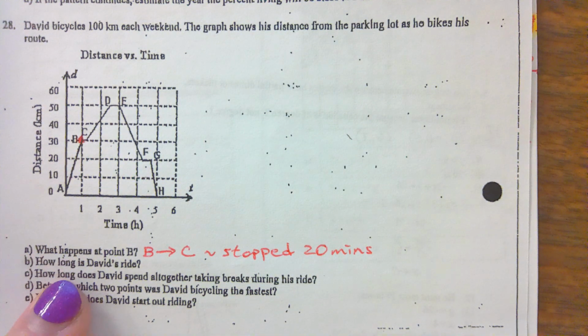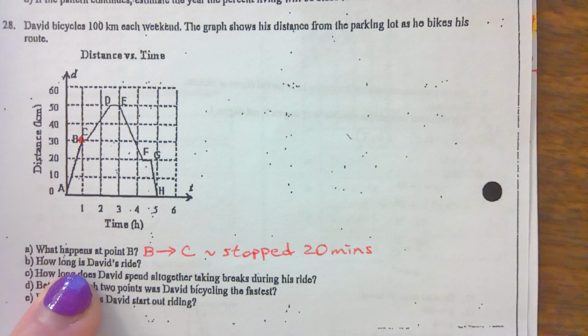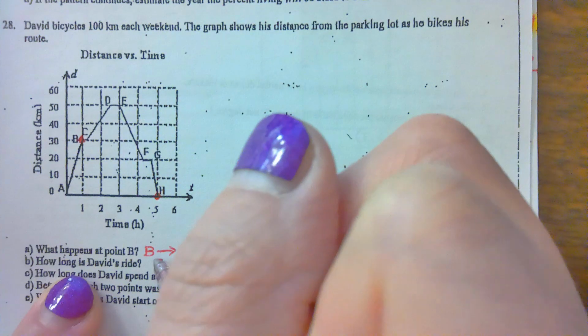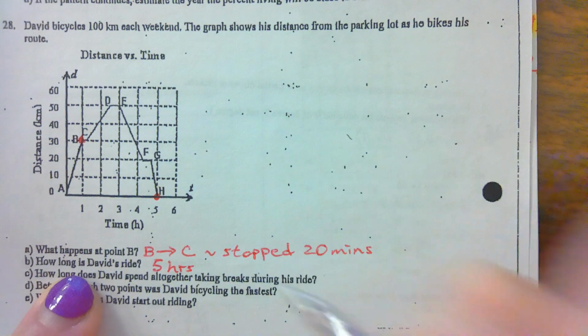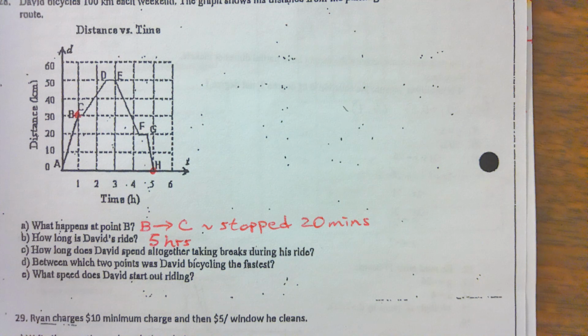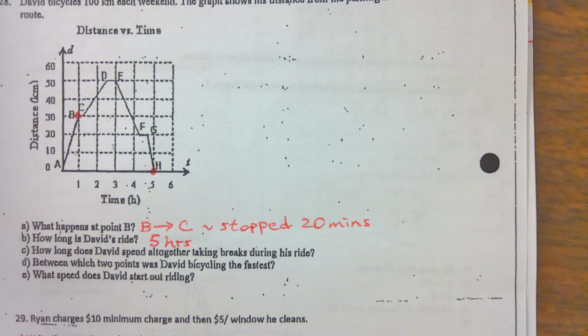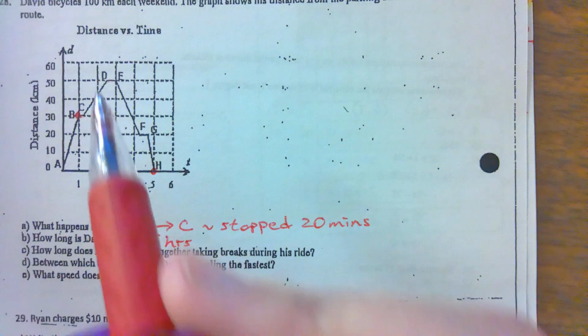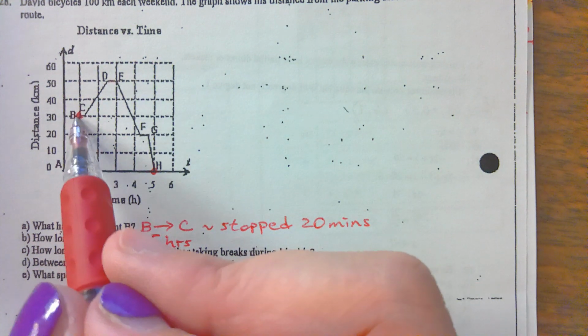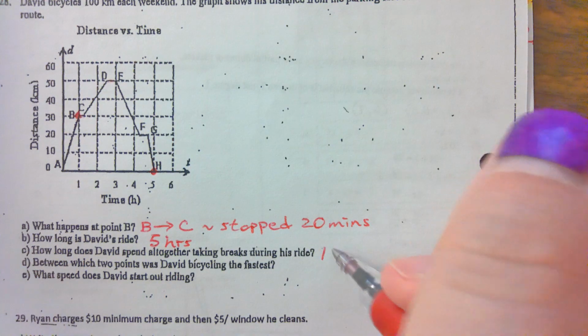How long did David take for the whole ride? Jasmine, how long did David ride his bike for? 5 hours. Yeah, right here. So 5 hours. Is he dead? Okay. How long did David spend altogether taking breaks? So how many breaks did he take for this whole ride? So this horizontal line, this horizontal line, this horizontal line. Looks like half an hour here, half an hour here, 20 minutes here. So 1 hour and 20.